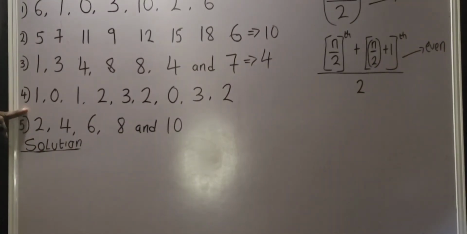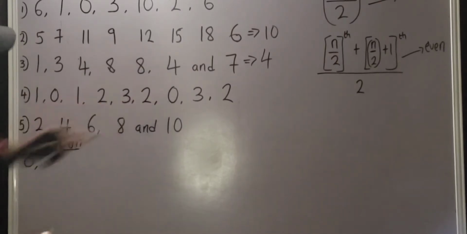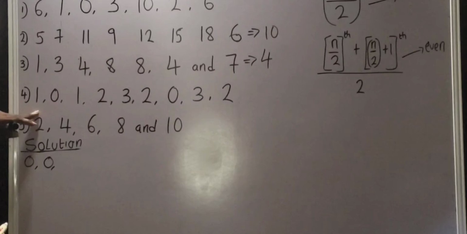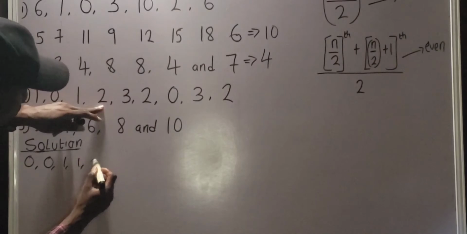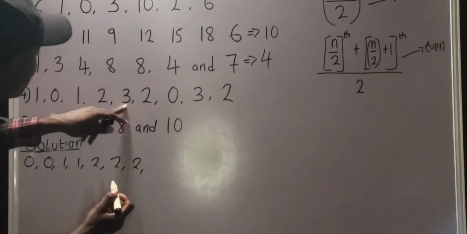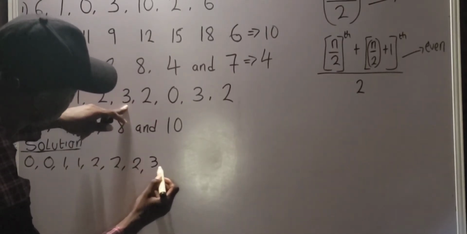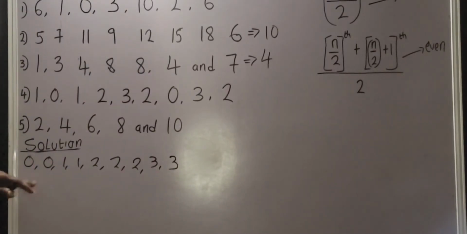So let's proceed to the fourth question. Okay, let's find the median of the fourth question. The first step is that we are going to arrange this data set in ascending order. Are you getting it? The least element is 0. So I'm going to have 0, after that another 0, followed by 1, another 1, followed by 2, another 2, then another 2 here, followed by 3, then another 3. So I have arranged this data set in ascending order.